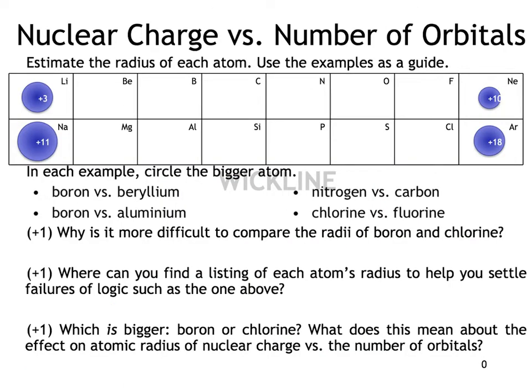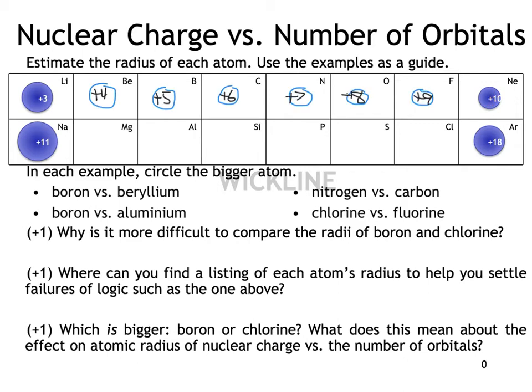So let's take a closer look at this idea, which is nuclear charge versus number of orbitals, and which one matters more. As you go from left to right within, this looks like period 2, because it starts with lithium and it ends with neon. As you move from left to right, you can see that nuclear charge is increasing from +3 to +10. And what we need to do is estimate the size of those atoms based on their nuclear charges.